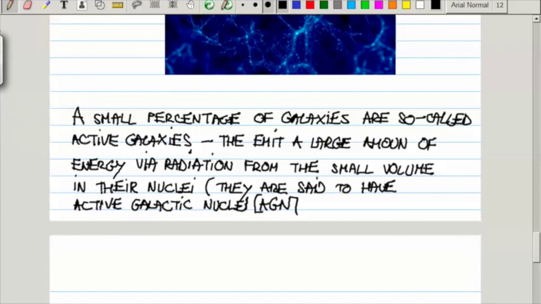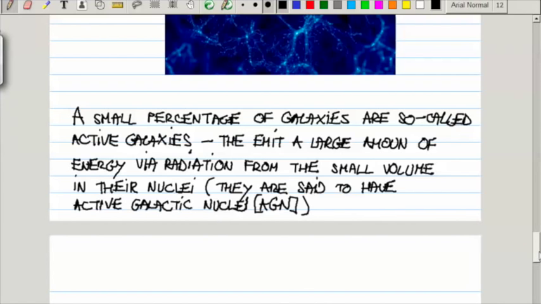Now, a small percentage of galaxies are so-called active galaxies. They emit an enormous amount of energy in the form of radiation from a rather small region in their centers. AGN is an acronym for active galactic nucleus. So it's not that all galaxies belong to that group. For some reason, and we now have a pretty good idea what's causing it, they emit an enormous amount of energy from a rather small volume compared to the size of the entire galaxy.